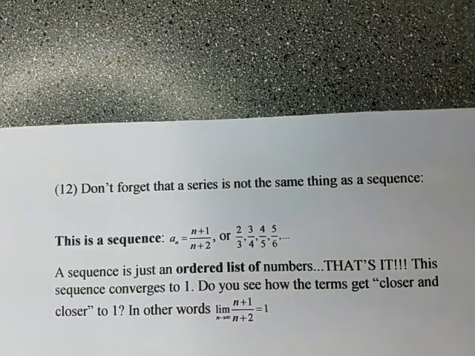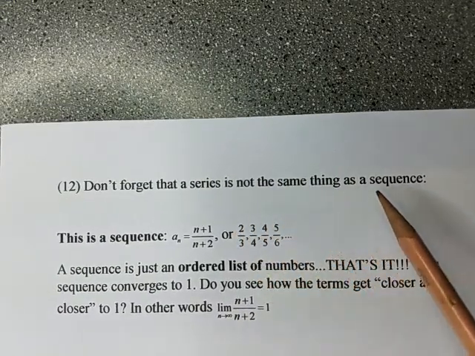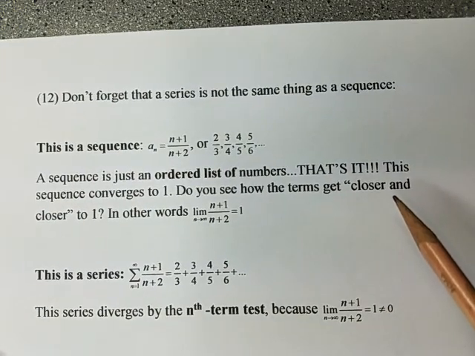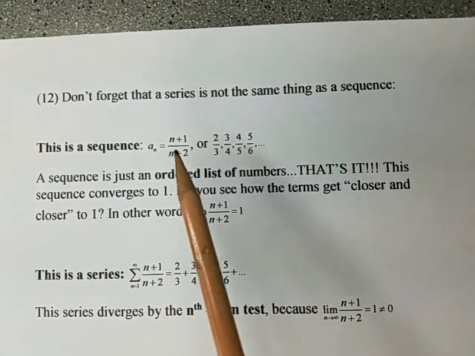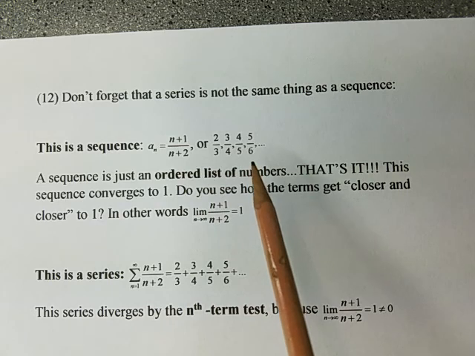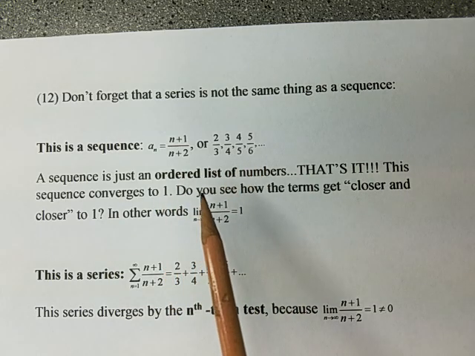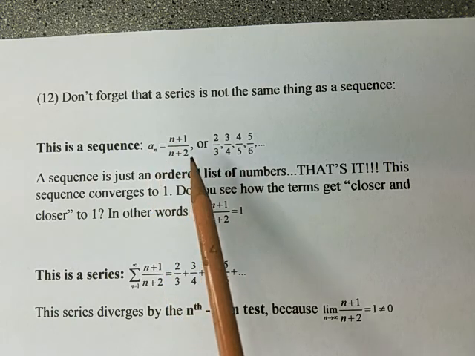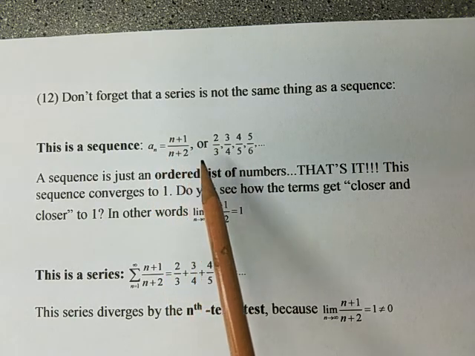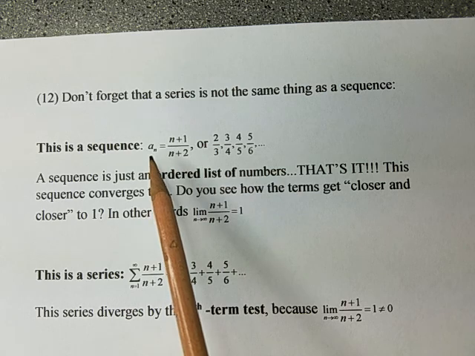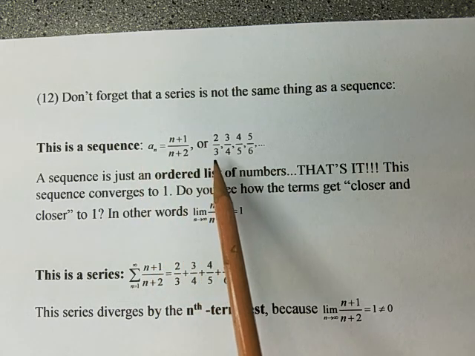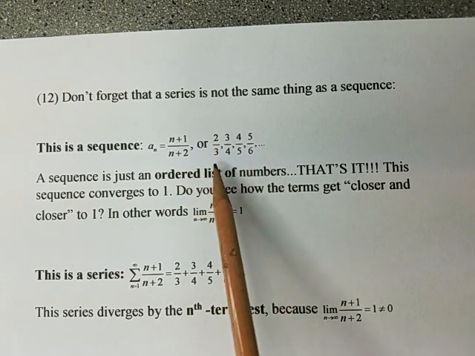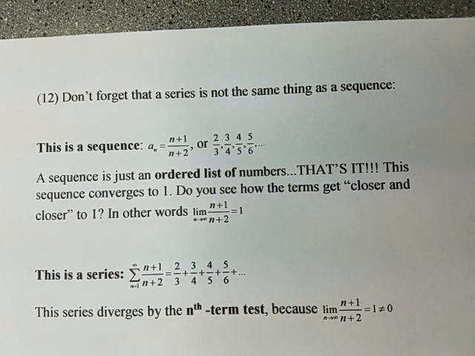So don't forget, a series is not the same thing as a sequence. They might look a lot alike to you, but they're very different. This is a sequence right here. All right? It's just a list of numbers, nothing more than that. If you calculate by this formula, the first number on the list is 2/3. You put 1 for n to get the first item on the list. You put 2 for n to get the second, and so on. It's just a list of numbers, okay?